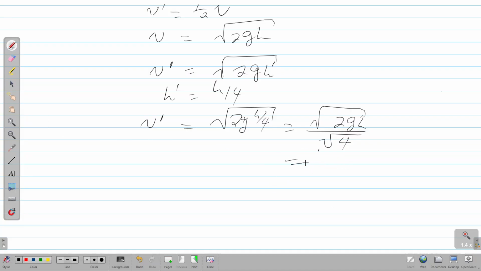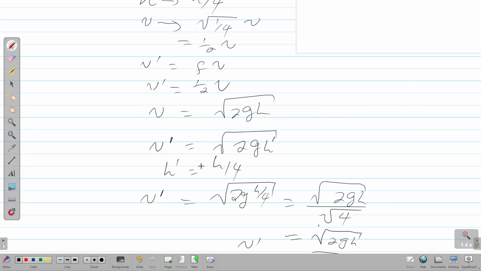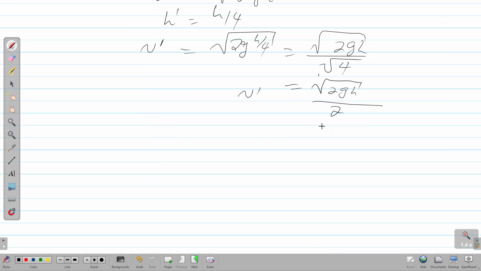So v prime is the square root of 2gh over 2, and you've declared that the square root of 2gh is v. So then that means that your v prime is 1/2 v.